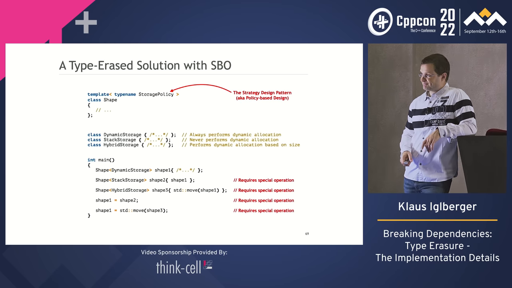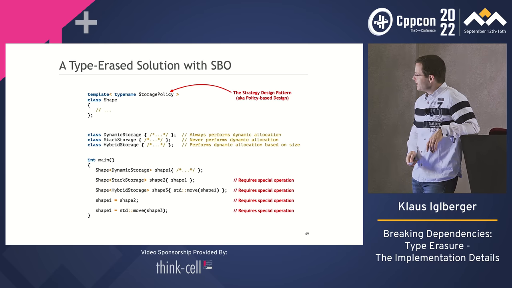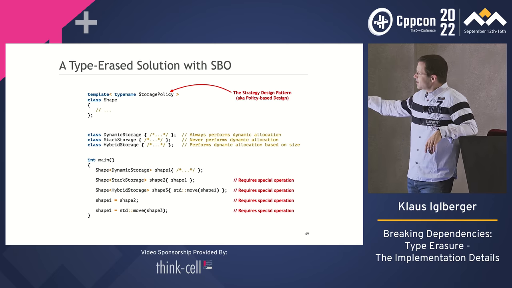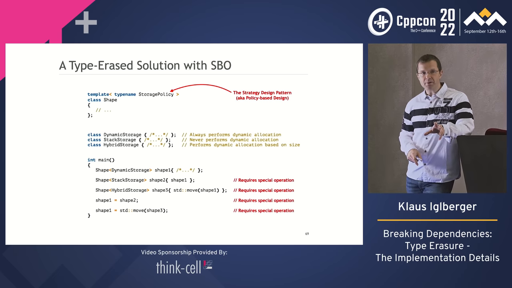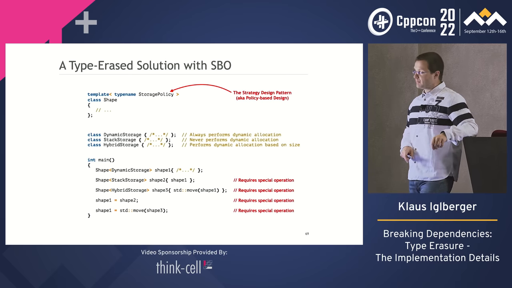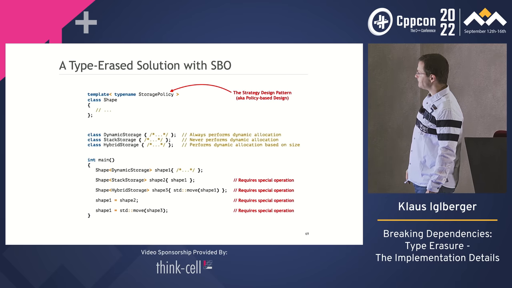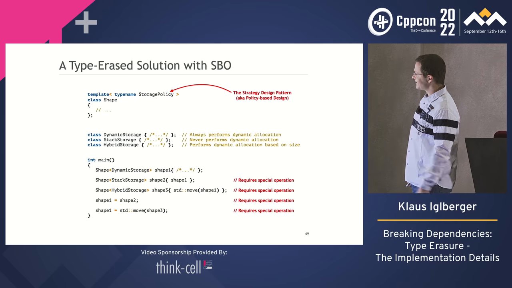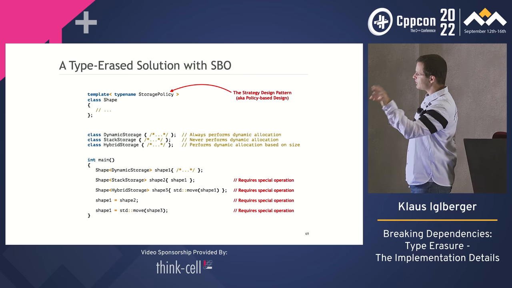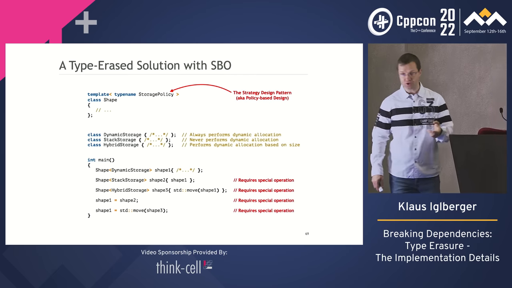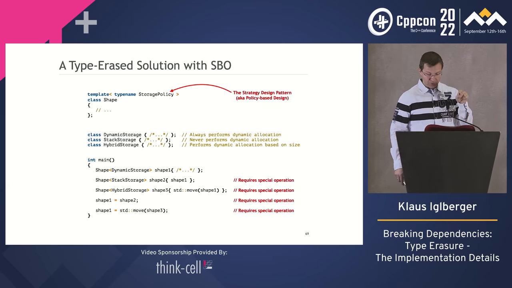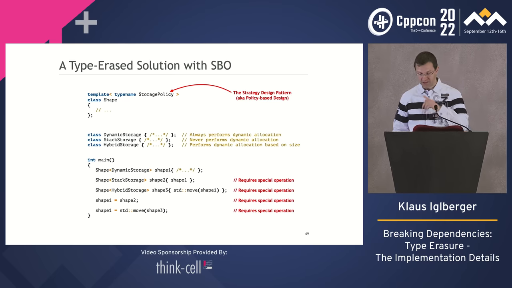However, and that's now a point I specifically make, it says requires special operation. So these operations are right now not implemented yet. Not implemented yet because this is different types. Every shape type is a different one. So this is not copy construction or move construction. This is different types. We would have to deal with all of these operations specifically.